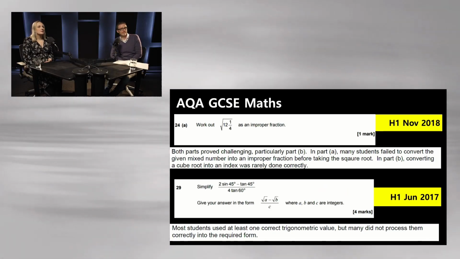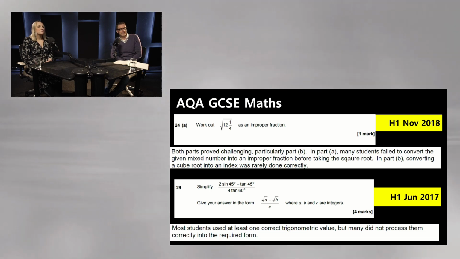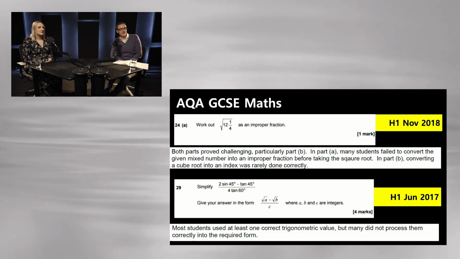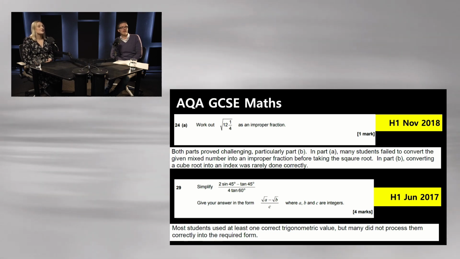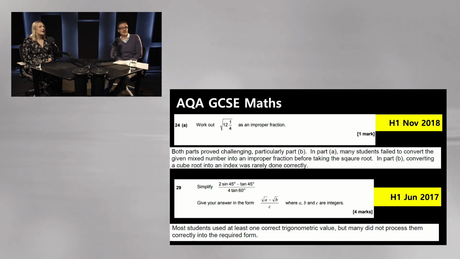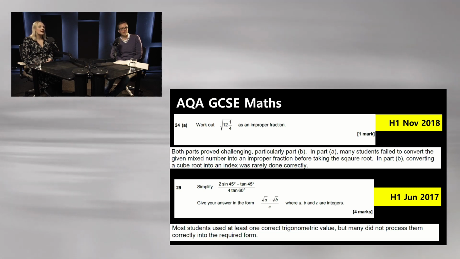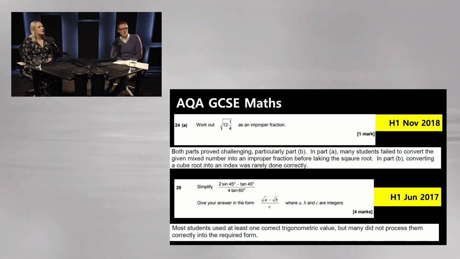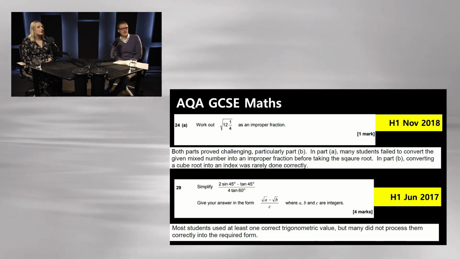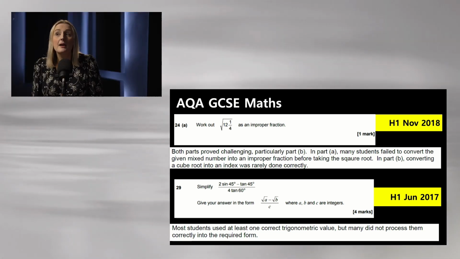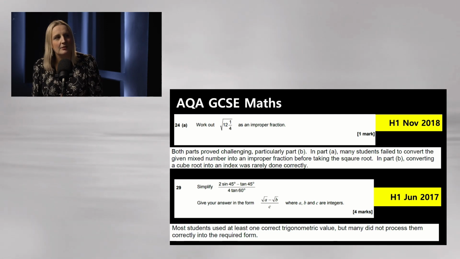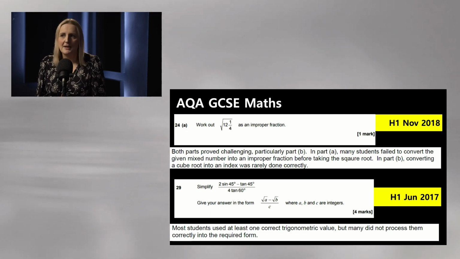And then that top one proved challenging. We haven't got part B on there, but in part A it says many students failed to convert the mixed number into an improper fraction, because if you do that, you're getting 49 over 4. Actually, this isn't even a surds question, this is a root question. And then the next one, not a traditional surds question, is an exact trig values question, but really that is a surds question as well. So we've got a lot going on with roots, still in the latter part of the paper, and all in the non-calculator paper here.